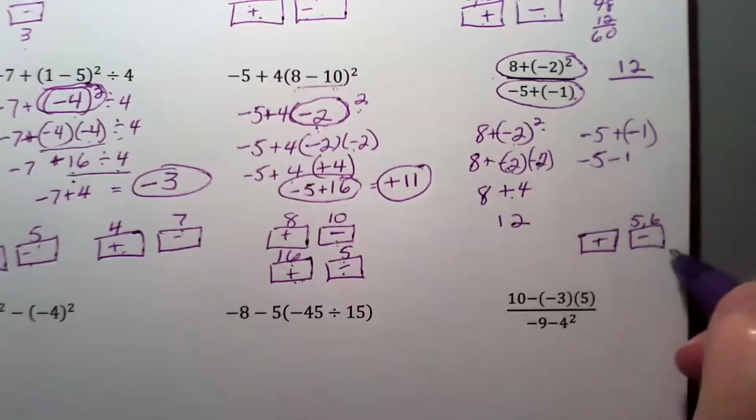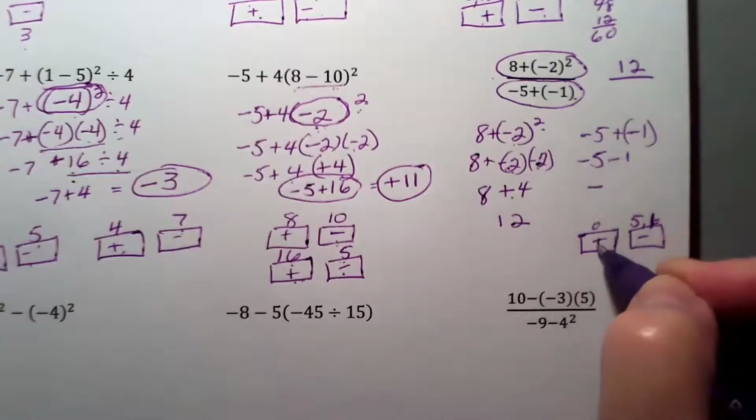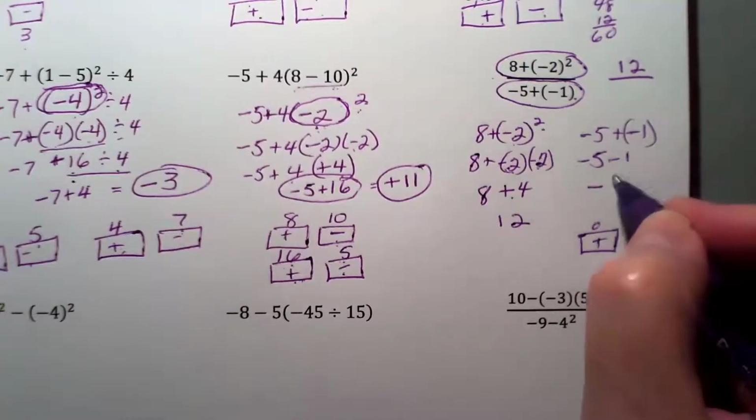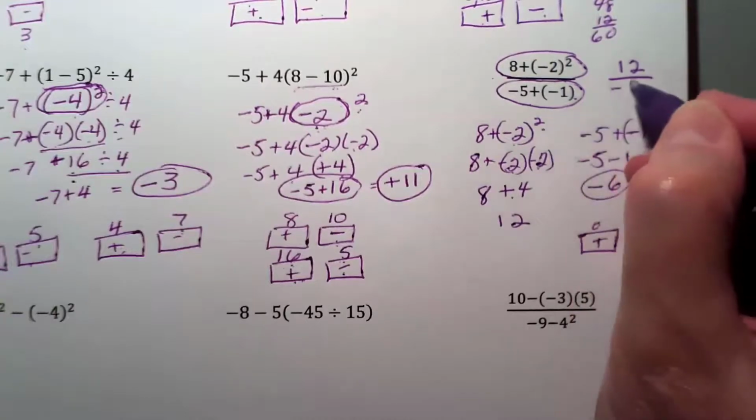So which box has more? The negative box. The negative box has more, so the answer will be negative. How much more? Well, there's 0 in the positive box. There's 5 plus 1, which is 6 in the negative box. So the denominator is negative 6.